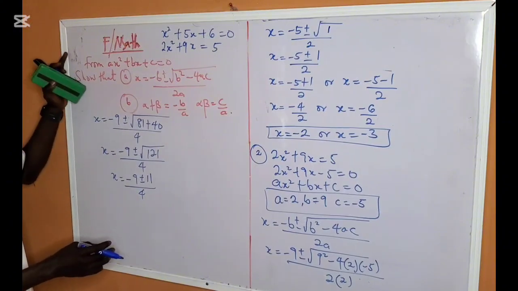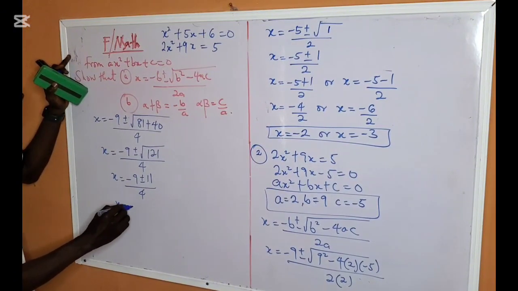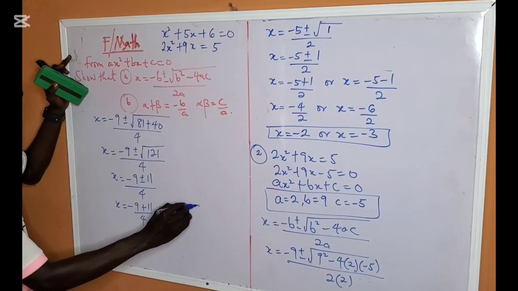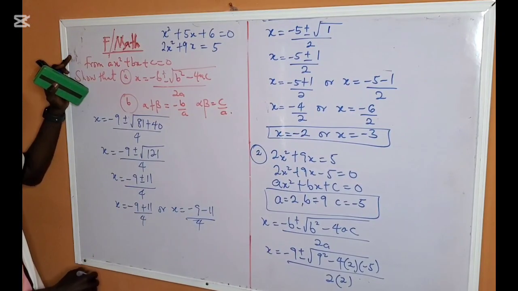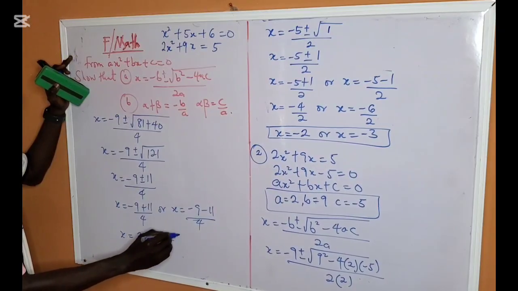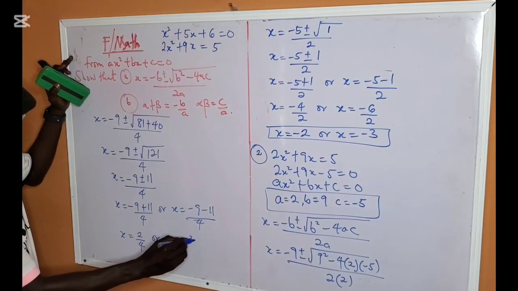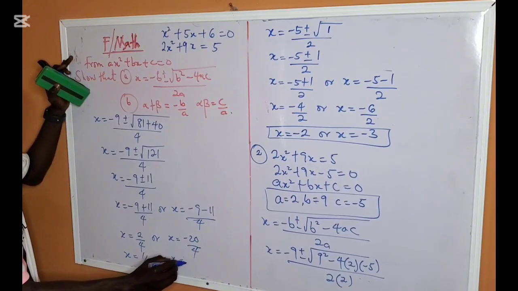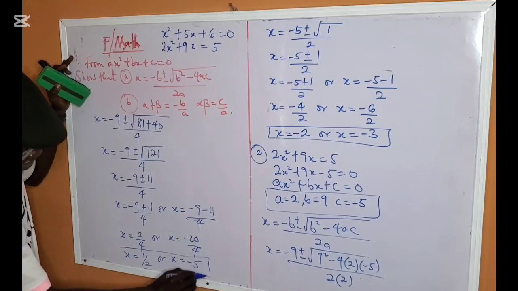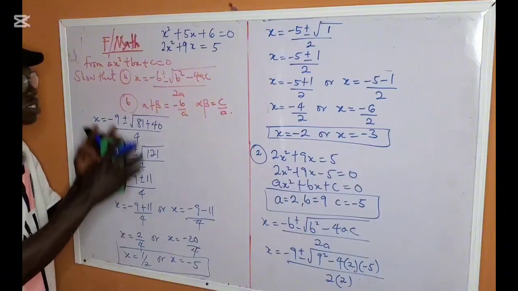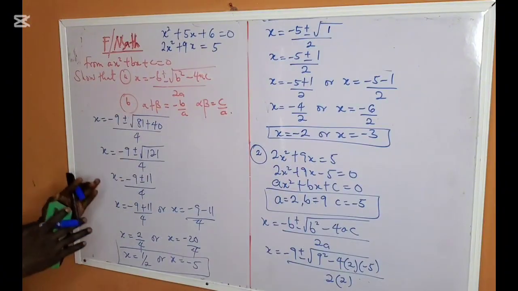So I can write this in two ways also. I can say x equals minus 9 plus 11 over 4, or x equals minus 9 minus 11 over 4. So x equals minus 9 plus 11, that will give us 2 over 4, or x equals minus 9 minus 11, that's minus 20 over 4. So x equals 1 over 2, or x equals minus 5. You can see it is the same as what we got using the completing the square method. So we've solved these questions using quadratic formula and completing the square.